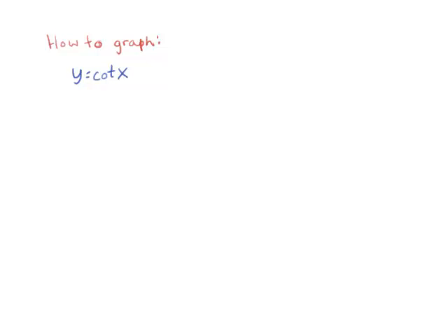All right, let's look at cotangent. So here's what we need to know about cotangent: it is kind of opposite of tangent. With tangent we had asymptotes at negative pi over 2 and pi over 2, and that's not going to be the case for this. What we're going to do is have asymptotes at 0 and at pi.